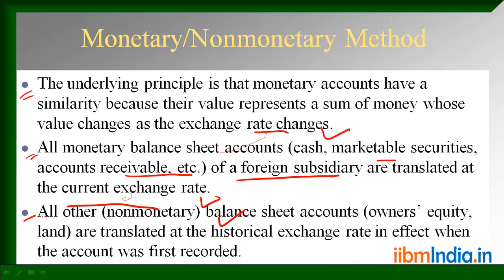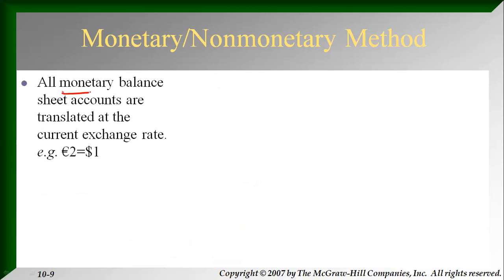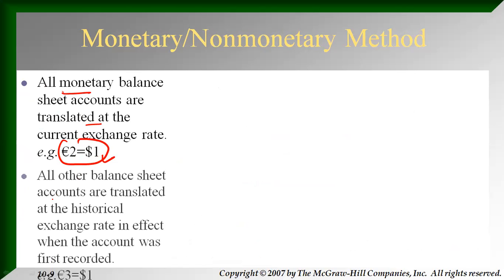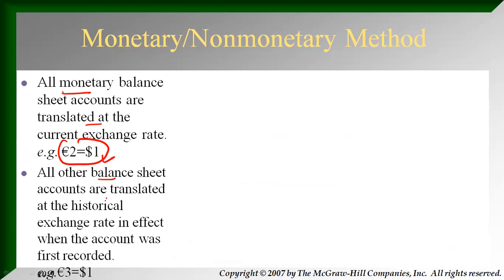And all other non-monetary balance sheet accounts, owners' equity lines, are translated at the historical rate. So all monetary balance sheet accounts will be translated at the current exchange rate, but all other non-monetary balance sheet accounts are translated at the historical exchange rate in effect when the account was first recorded. So €2 is equal to $1 for monetary, and for all other accounts the historical rate applies.